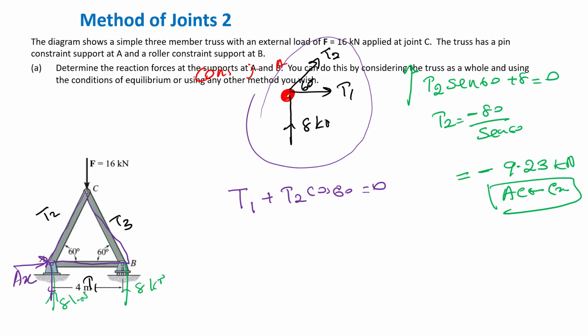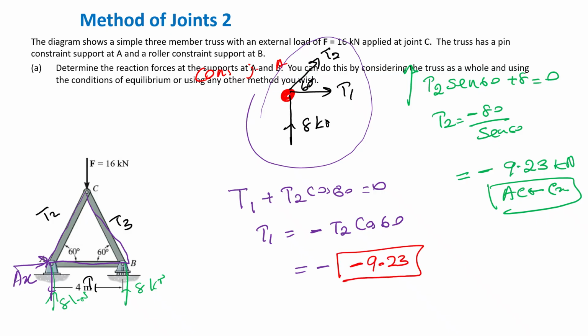It's 0, isn't it? Why is it 0? Because when you consider the truss as a whole, there is no force in the x direction. So Ax is 0, isn't it? Even in the previous one, pin support. Makes sense? Okay, so what is T1 now? T1 is negative T2 cos 60. Now you need to substitute the negative 9.23. Do you get me? Okay.